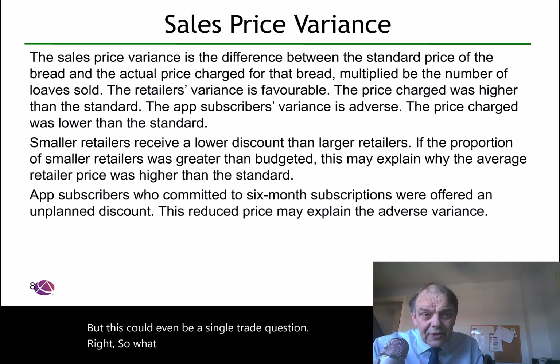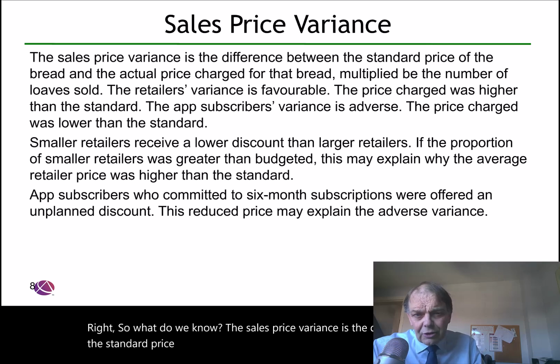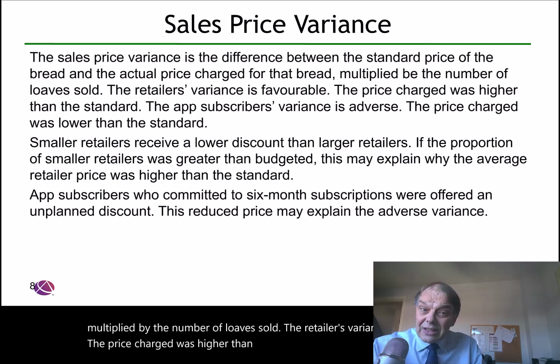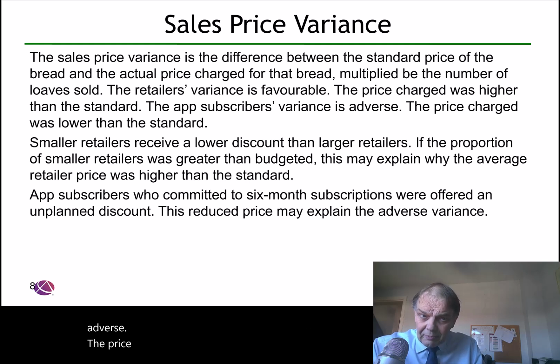The sales price variance is the difference between the standard price of the bread and the actual price charged for that bread, multiplied by the number of loaves sold. The retailer's variance is favourable. The price charged was higher than standard. The app subscriber's variance is adverse. The price charged was lower than the standard.